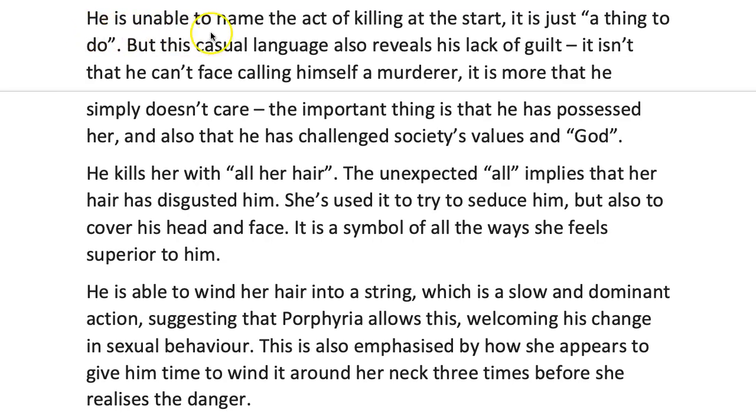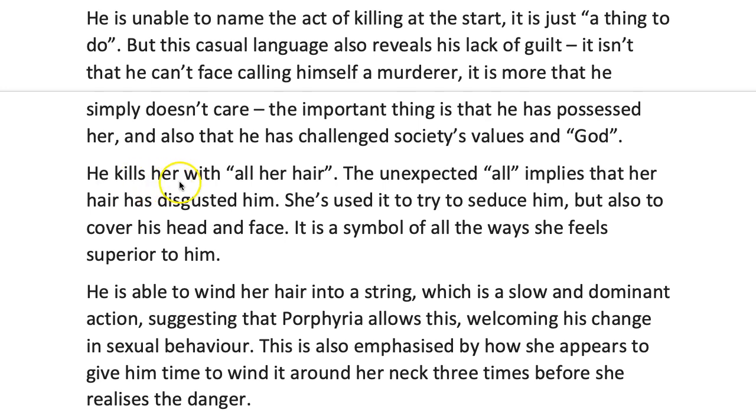Interestingly, he's unable to name the act of killing her at the start. It's just "a thing to do." But this casual language also reveals his lack of guilt. It isn't that he can't face calling himself a murderer, it's more that he simply doesn't care that he is. The important thing is that he has possessed her, and also that he's challenged society's values and challenged God.